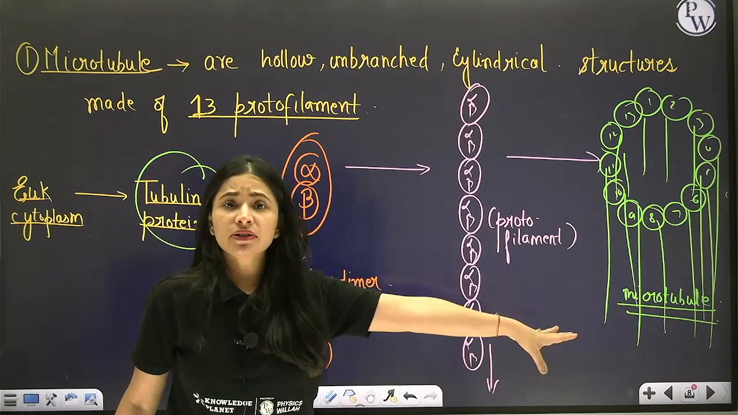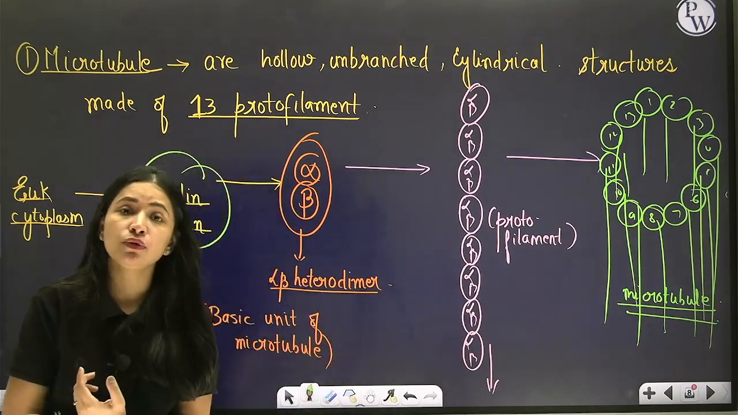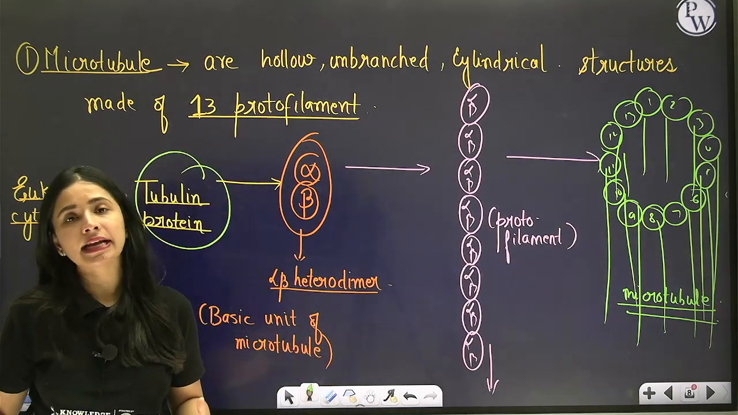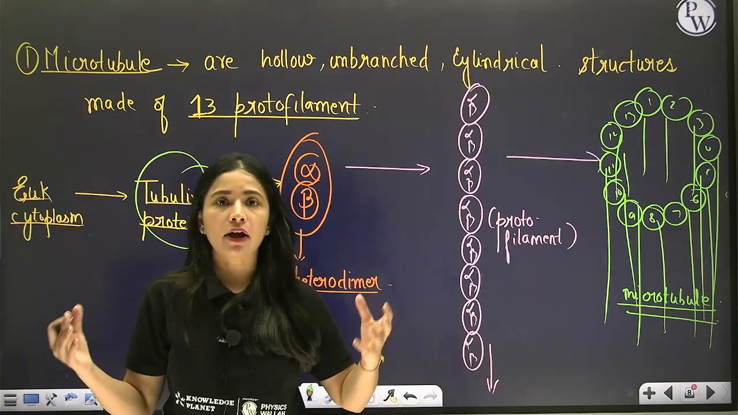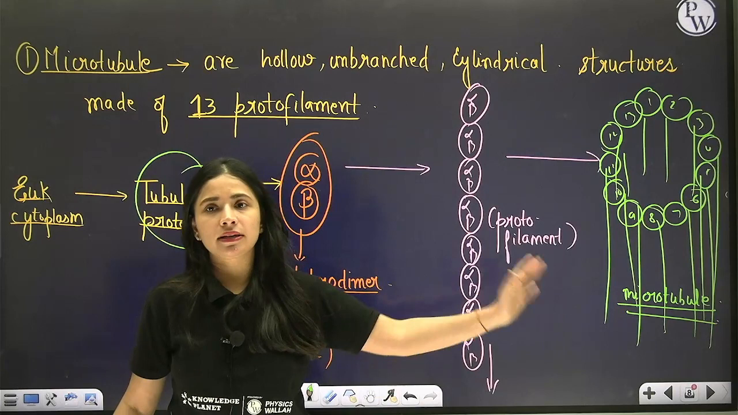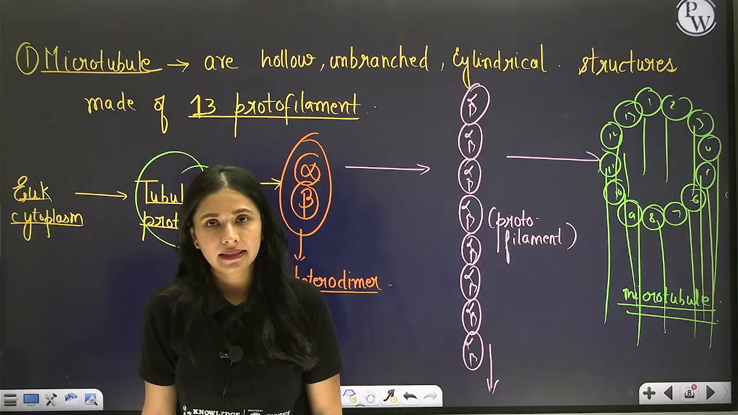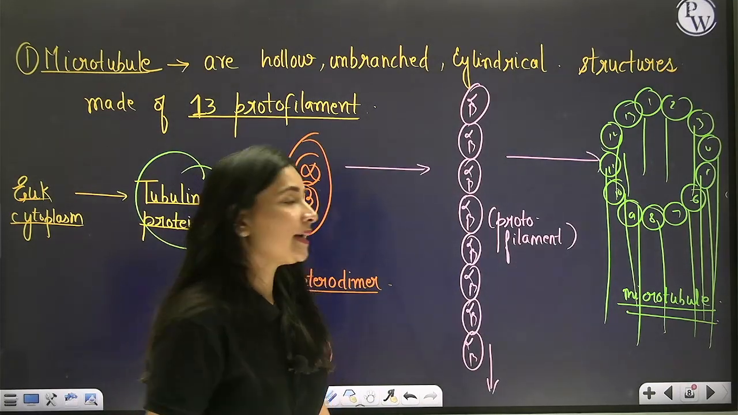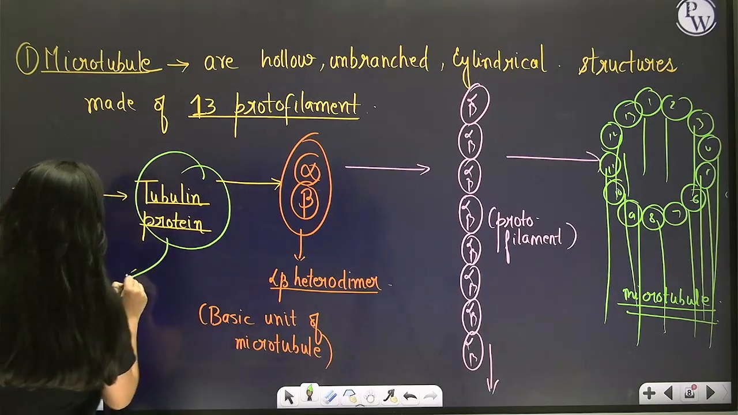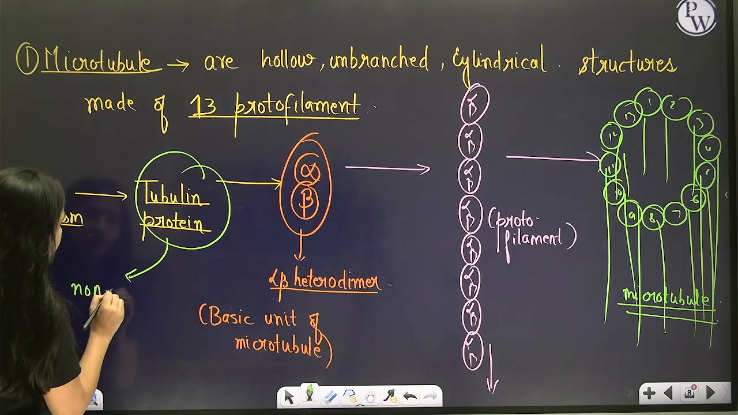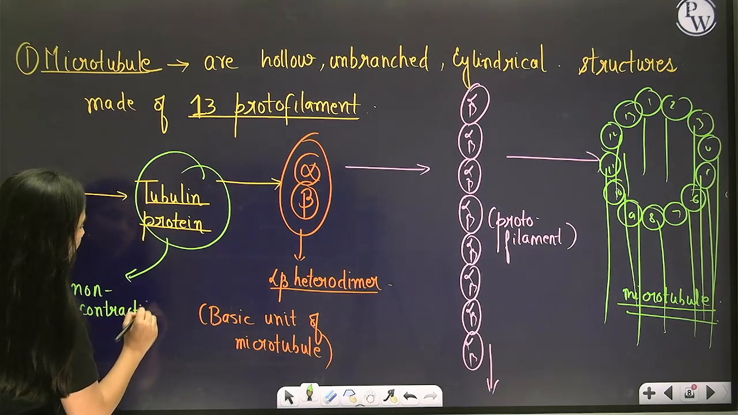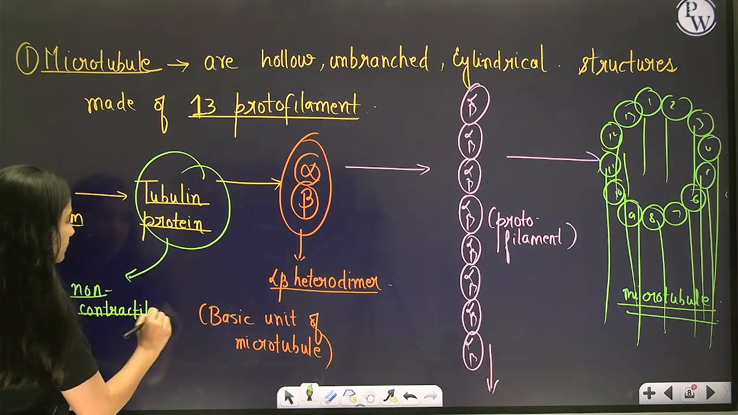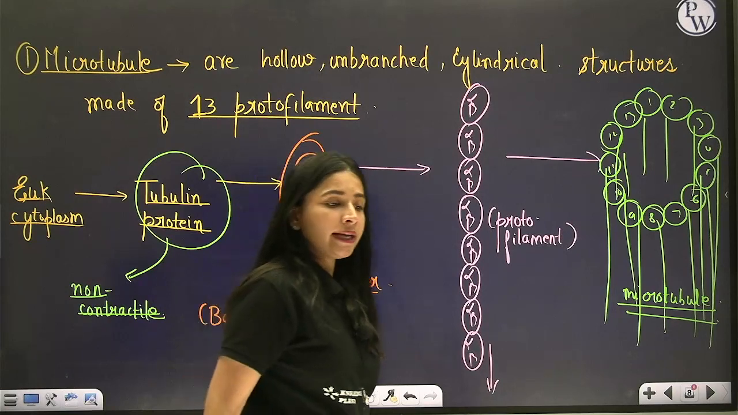Now this microtubule is then used to make different structures inside the eukaryotic cell, like centrosome, basal body, cilia, flagella, and accordingly its functions are decided. Correct? Now remember, beta, this tubulin protein is basically a non-contractile protein. It does not contract and relax like your myosin and actin. Correct? Got my point? Chalo.